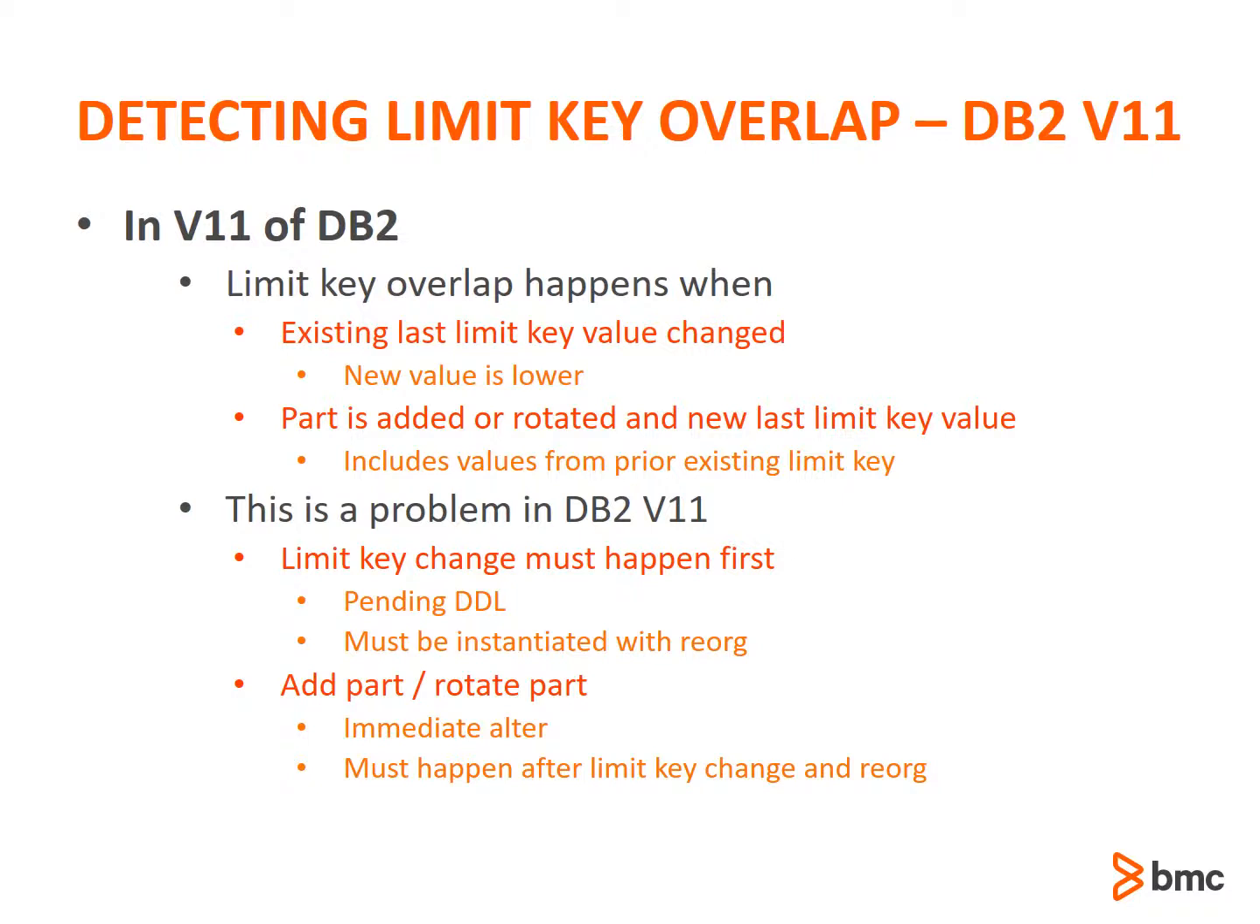If the existing last partition limit key is changed to a lower value and the limit key value on the first added or rotated partition is less than or equal to that original last part limit key value, you have an overlap. If there is an overlap in DB211, the limit key change must be instantiated before the add or rotated parts can be done. The alter to add or rotate part would fail because the limit keys specified would require that the new last part limit key be in place. So let's look at some overlap examples.